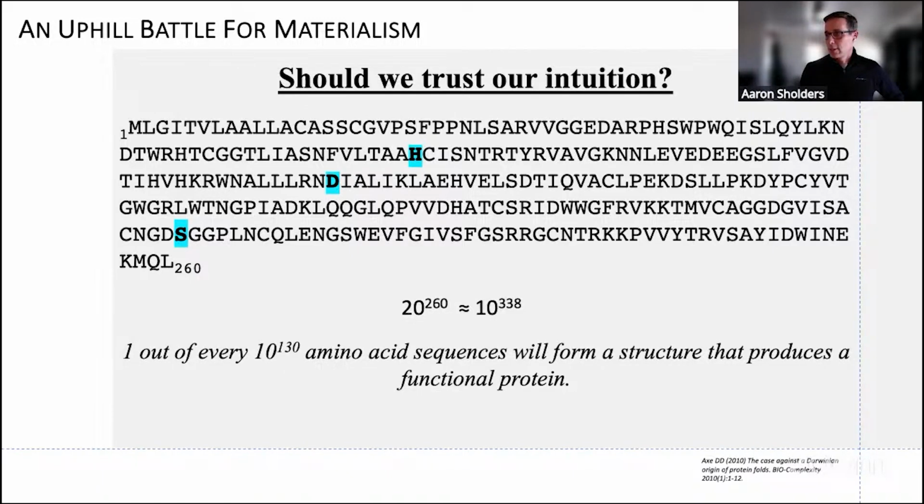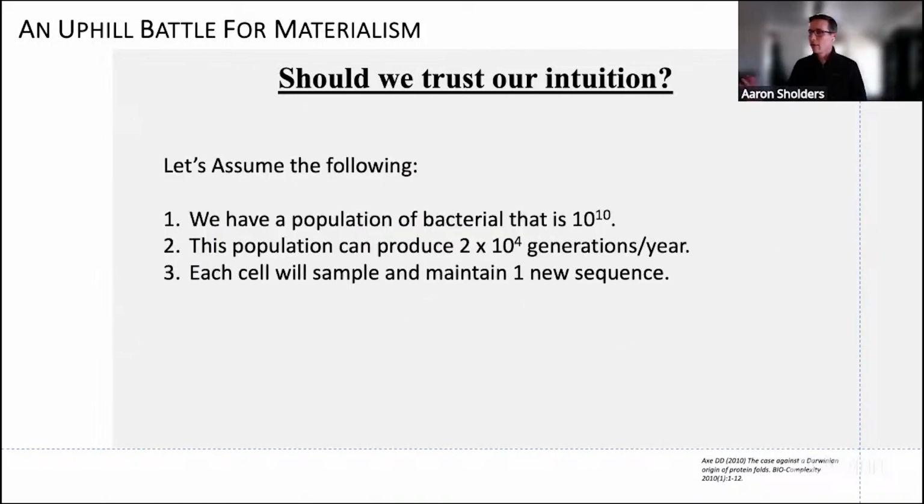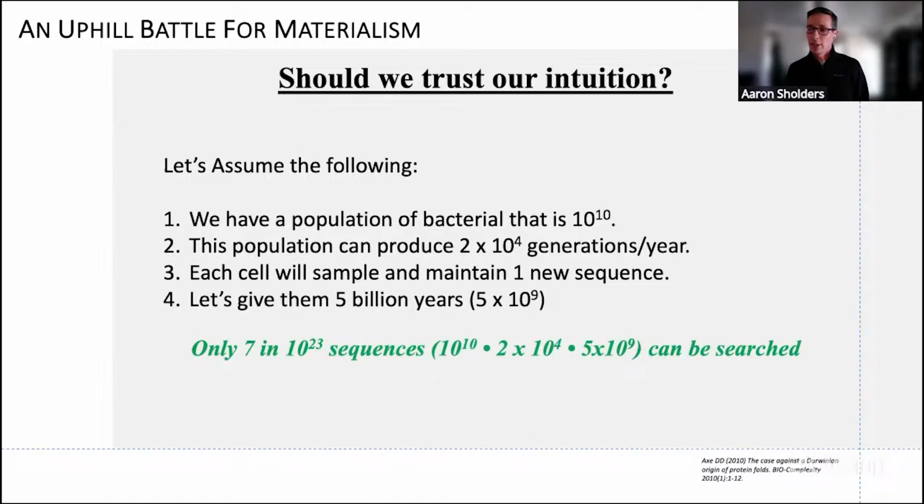Well, let's assume that we start with a bacterial cell, and let's say that we have 10 billion bacterial cells. Let's allow them to produce 20,000 generations a year. So in 1 year, we can have a total of 2 times 10 to the 14th bacterial cells. It's a lot of cells. Every single one of those cells can sample a new sequence. Let's give them 5 billion years to do it. How many sequences could those cells search? They can search about 7 times 10 to the 23rd sequences.